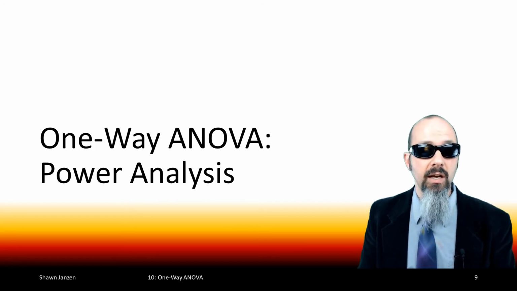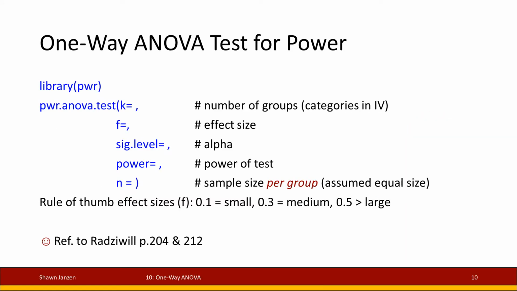Let's change gears to talk about power analysis. Now, like all of the previous power analyses from before, we're turning to the pwr library. And inside that package, we're going to get access to the pwr.anova.test. It follows a very similar naming logic to the other power analyses that came before it: pwr.norm.test, pwr.t.test, pwr.chisq.test. This one is pwr.anova.test.